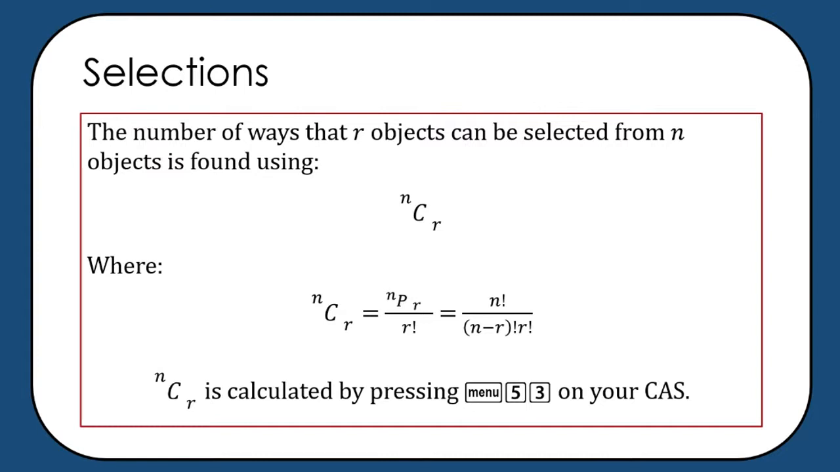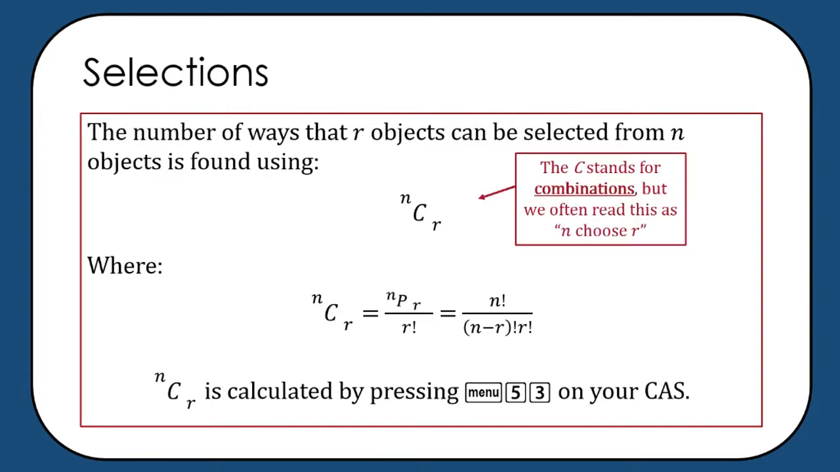So some new notation. When we're dealing with selections, the number of ways that r objects can be selected from n objects is found using nCr, and the C stands for combinations. So we're looking at how many combinations we can choose rather than how many ways we can arrange those combinations. We often read this as n choose r. So for example, as we've been looking at, we had 4 people and we're trying to select a group of 3. We would calculate that as 4C3, which we would read as 4 choose 3.